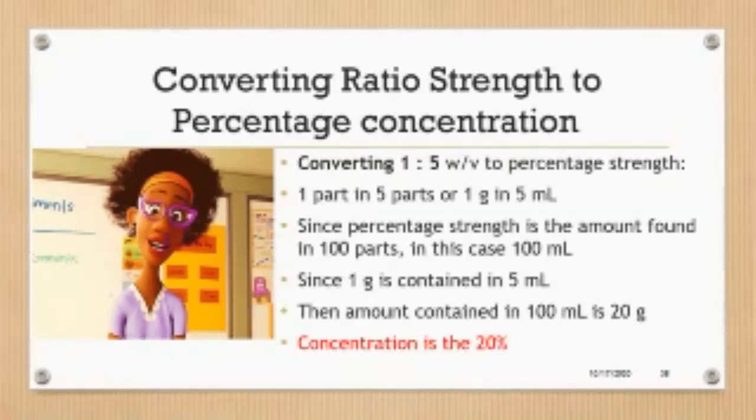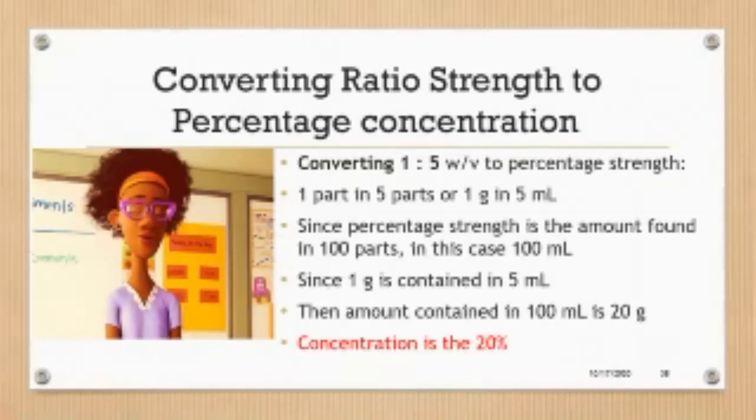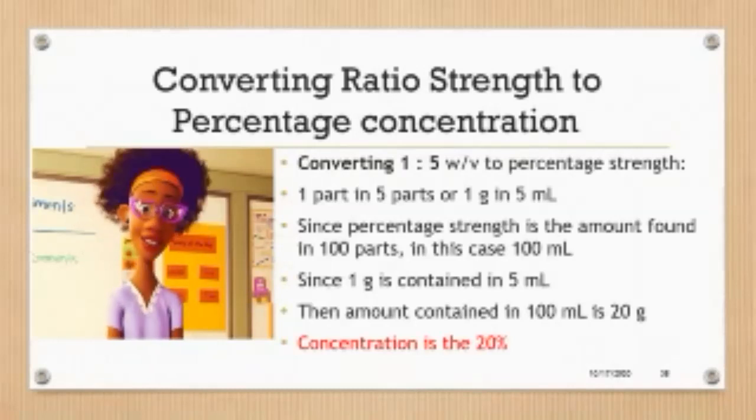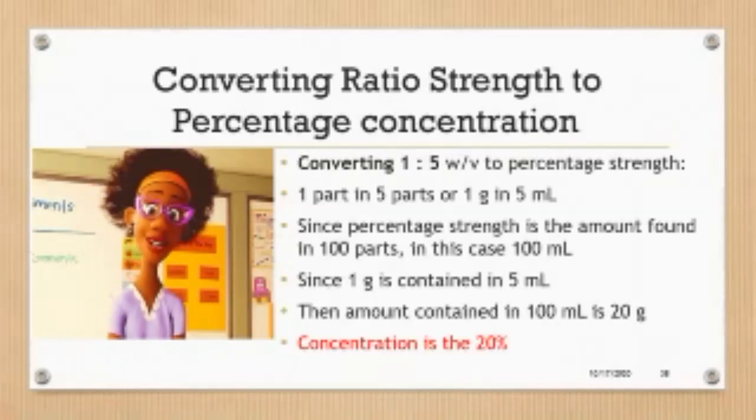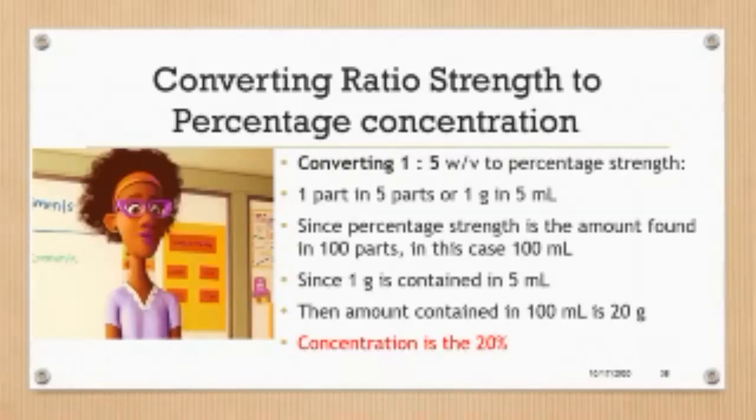So how do you convert ratio strength now to percentage strength? Rather simple, barely an inconvenience. Convert 1 in 5 weight in volume to percentage strength. We know that 1 in 5 means 1 gram in 5 mils. And how do we know it's 5 mils? Because it says weight in volume. Did you see that?